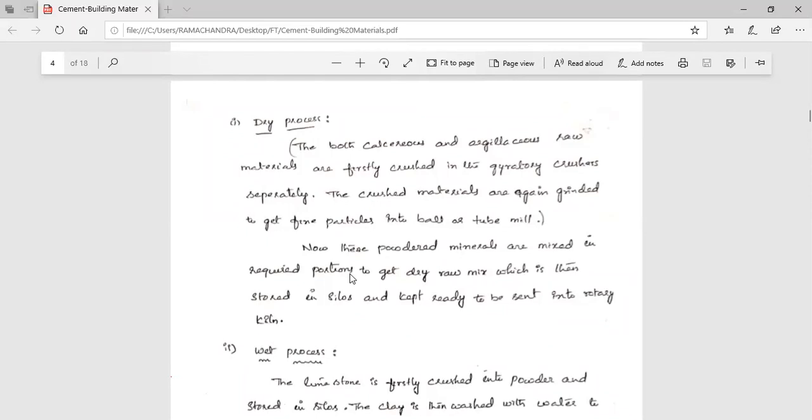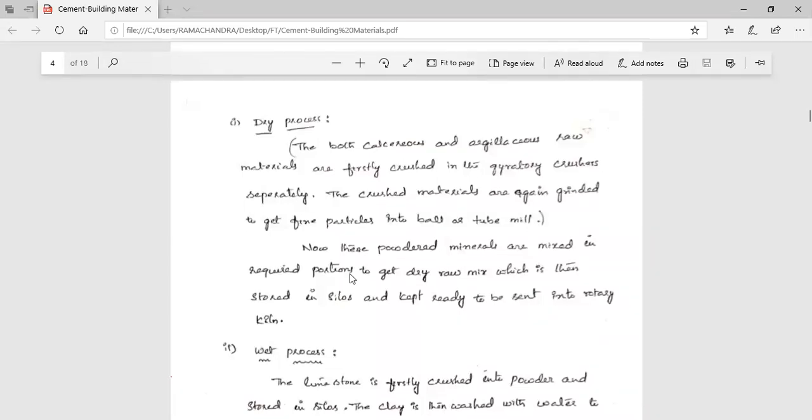So we crush separately and get the powder separately. Lime is separate, clay is separate, and we prepare the mixtures. After preparation, these two powder mixtures are added together, then stored in the silo and kept ready to be fed into the rotary kiln.